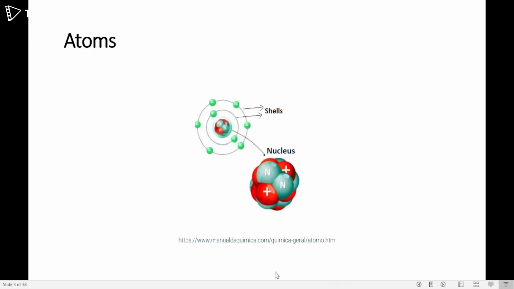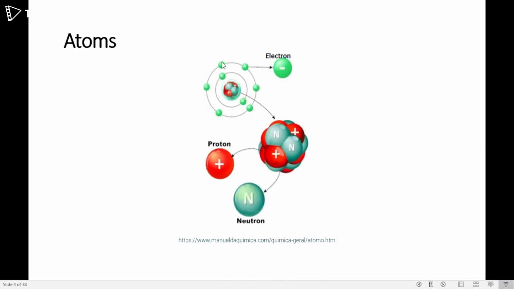Atoms have outer shells and the nucleus. In the outer shells, we have the electrons, which are negatively charged. In the nucleus, we have the protons, which are positively charged, and the neutrons, which have no charge. As far as mass, the mass of a proton and a neutron, when compared to an electron, is way bigger, about 1800 times the mass of an electron.